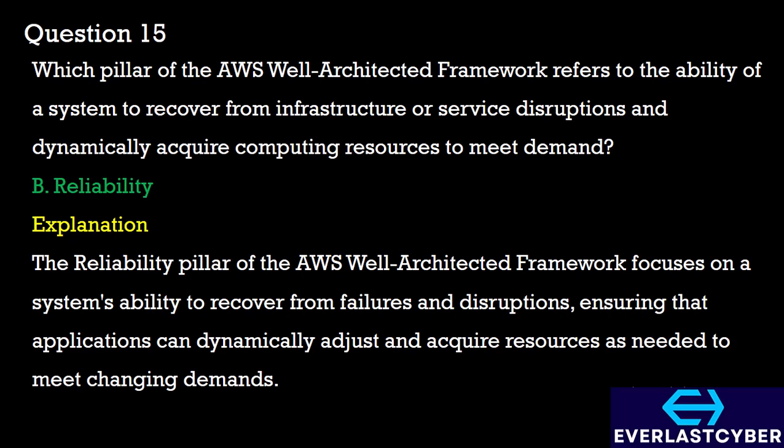The reliability pillar of the AWS Well-Architected Framework focuses on a system's ability to recover from failures and disruptions, ensuring that applications can dynamically adjust and acquire resources as needed to meet changing demands. This includes implementing strategies for fault tolerance, data redundancy, and backup, enabling the system to remain available and functional even during infrastructure or service issues.